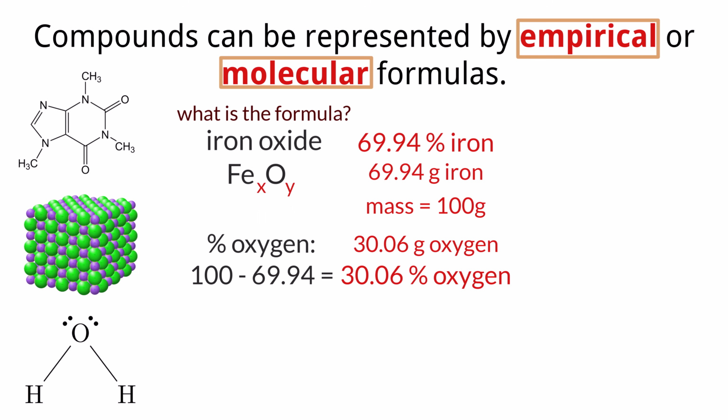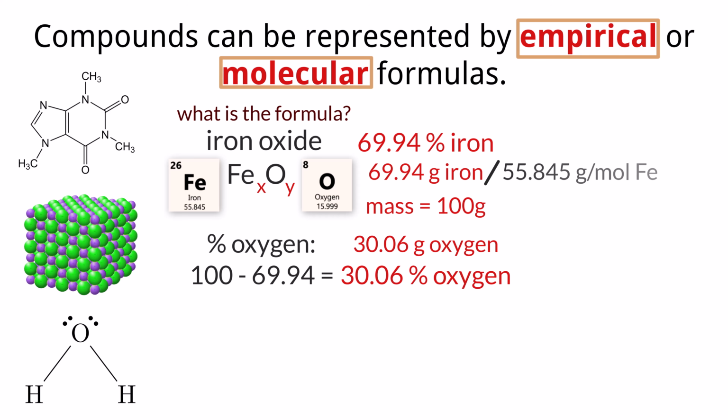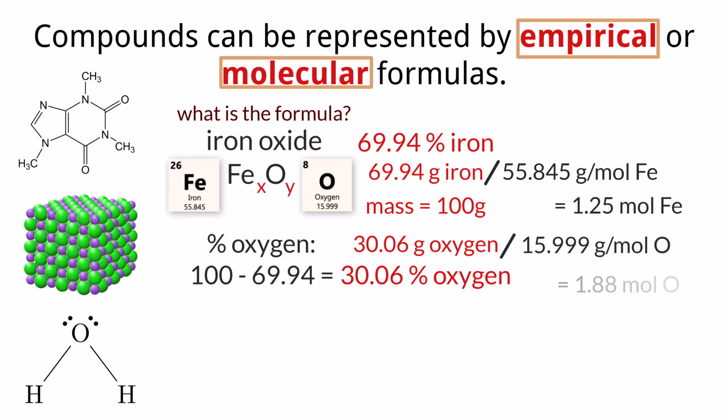We can do this by dividing the mass of the element by its molar mass. Here we will take 69.94 grams of iron divided by 55.845 grams per mole, which is equal to about 1.25 moles of iron. Then we will take 30.06 grams of oxygen divided by 16 grams per mole, which equals about 1.88 moles of oxygen. Our ratio of iron to oxygen is 1.25 to 1.88.